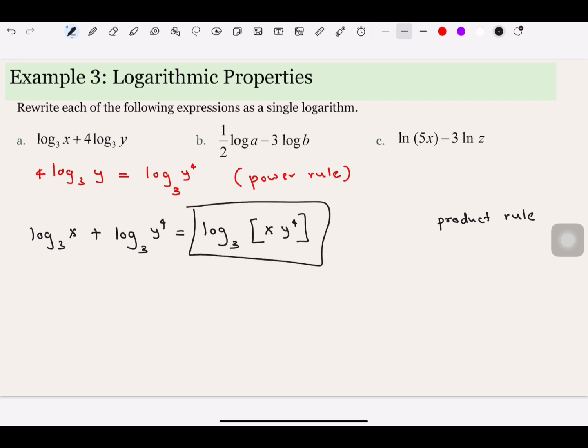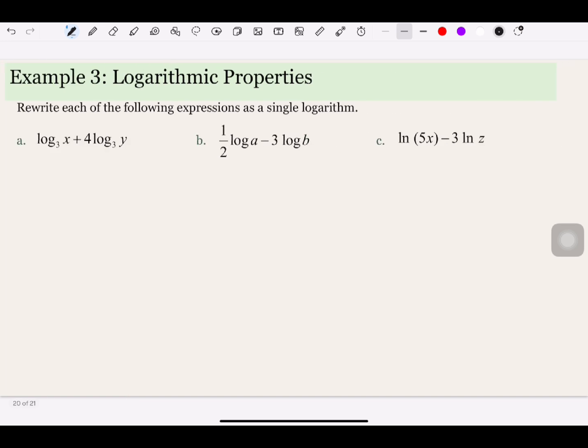Moving on, the next example. Here also we have to combine them together, but first of all we have to get rid of these constants. So let's move these coefficients inside the log term. First, let's move this half using the power property. You can write this as log of a to the power half, and 3 log b, you can write as log of b to the power 3.